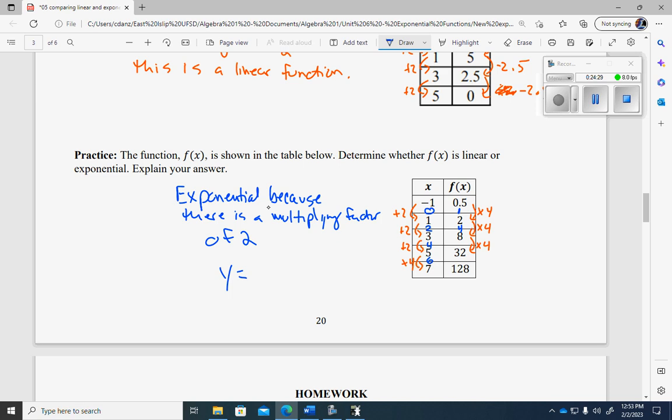If I wanted to write this function, it would be 1 times 2 to the x power. Right here's my y-intercept. And you can test it on your calculator even if you're not certain you did it right. But I did do it right.